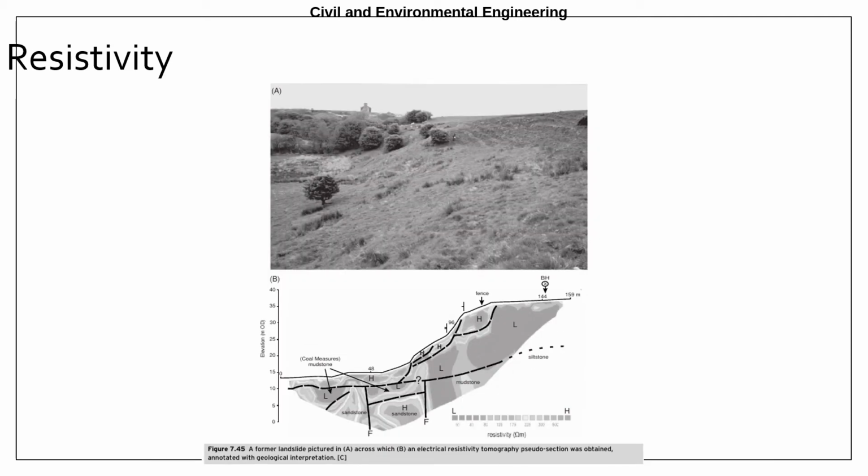Now let's move to resistivity. Resistivity is just a measure of, it's just an inverse of conductivity. So the more conductive your material is, the lower the resistivity. And this is an example of using a resistivity survey to map out a landslide.